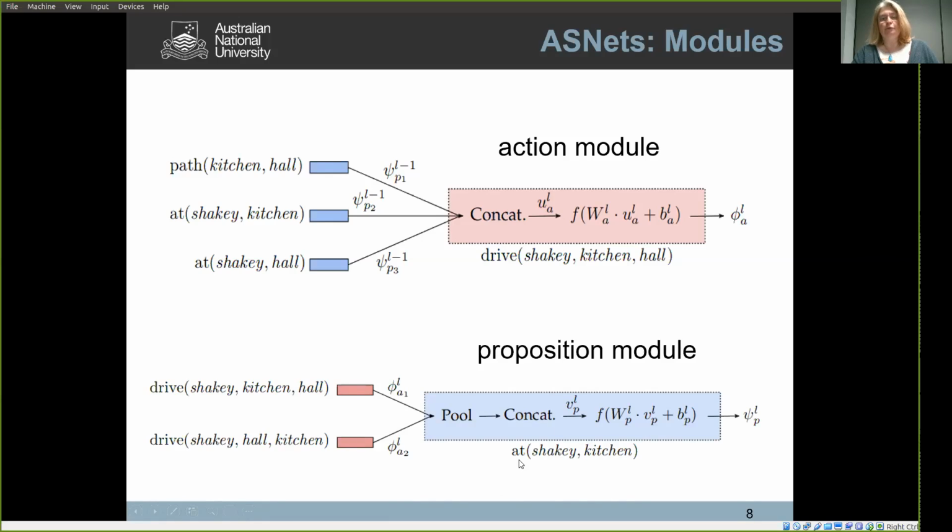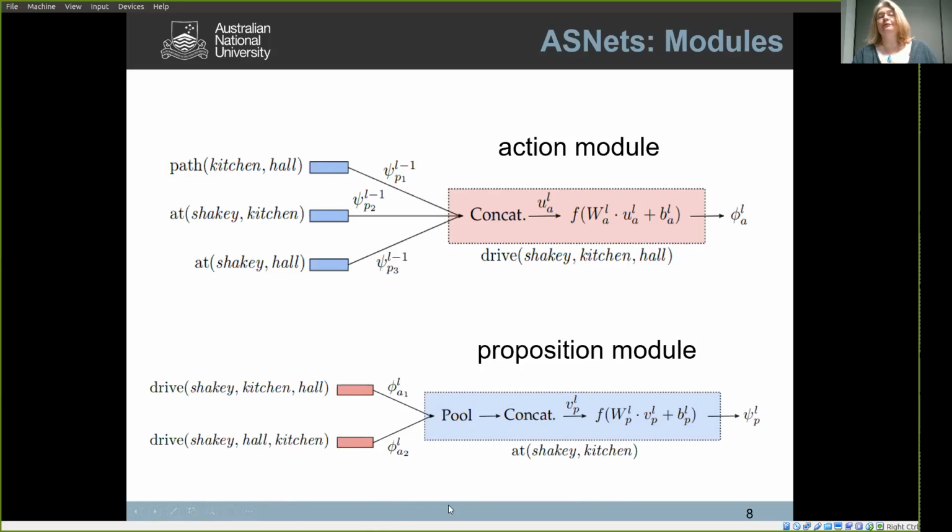This is a proposition module for the proposition at shaky kitchen. It has 2 related action modules at the same layer, and these share the same action schema, drive. What we're going to do is to pool together the action modules that share the same schema. We pool them by taking, say, the maximum or the pairwise sum of their elements. If we had other related action modules with a different action schema, for instance move shaky hall kitchen and move shaky kitchen hall, then we would separately pool them.